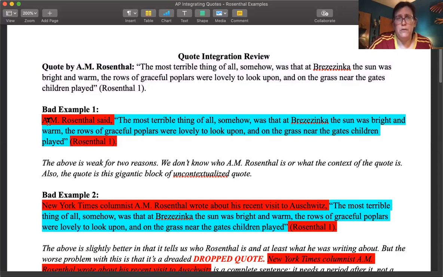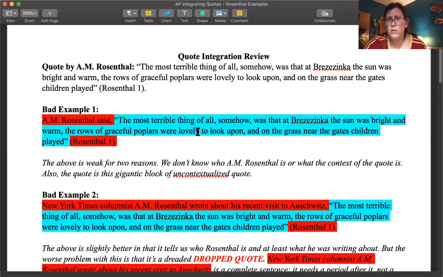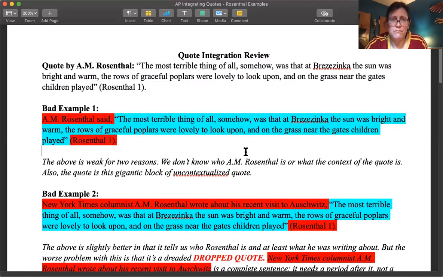All right, so the first example: A.M. Rosenthal said, quote, and we have our citation, Rosenthal 1. Okay, so this is really weak. Notice, red light, stop. It's weak for two reasons. It's not technically a dropped quote because we have our tag there at the beginning. We're integrating it into a sentence, but we don't know who A.M. Rosenthal is or what the context of the quote is. It's meaningless. Who is A.M. Rosenthal? What does this have to do with anything? We don't want to put quotes in like this. This is a giant block of uncontextualized quote. You don't want to put quotes like this in your paper, which you shouldn't, because you're doing they say, I say, and you've got a top bun.